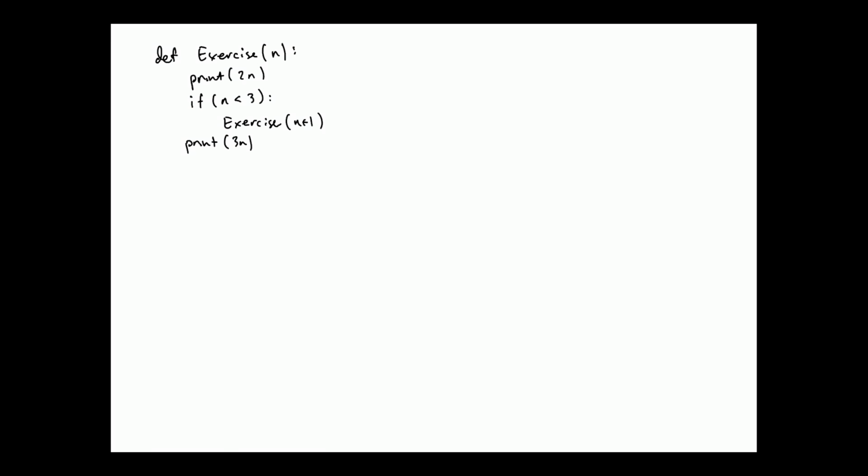So I just copied the text of the program over, and I want to look at how we would determine or run this thing on paper rather than actually using Python. So what did I call here? I called exercise of 1, right? All right, so that's where I started.